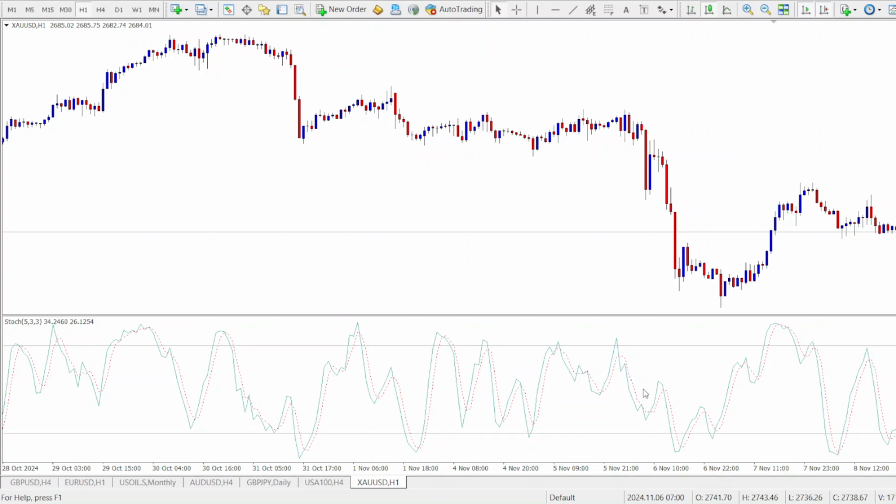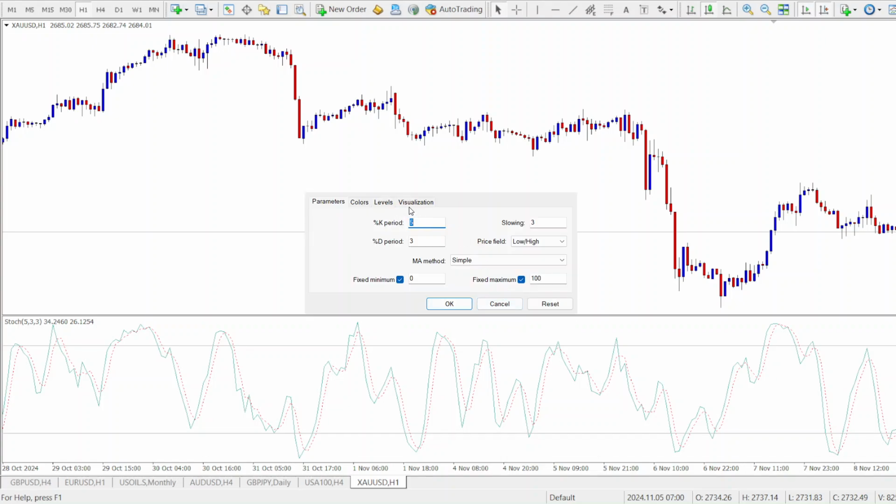Okay, the best stochastic settings for the 1 hour chart. After testing different setups, I recommend starting with the percentage K period of 8, a percentage D period of 3, and a smoothing factor of 3. All right, the slowing, we're going to leave it as 3. So this setup is slightly faster than the default.